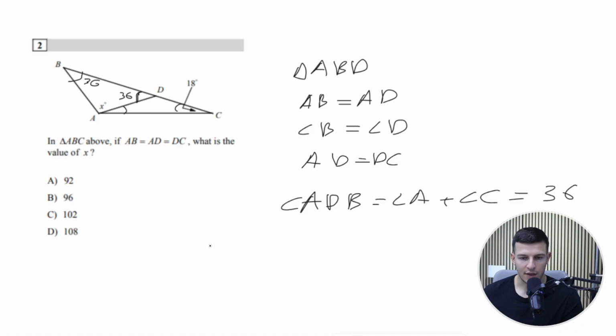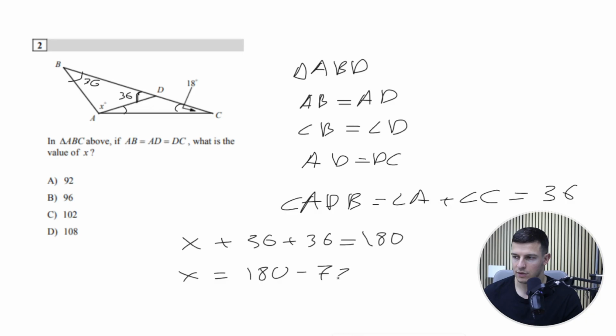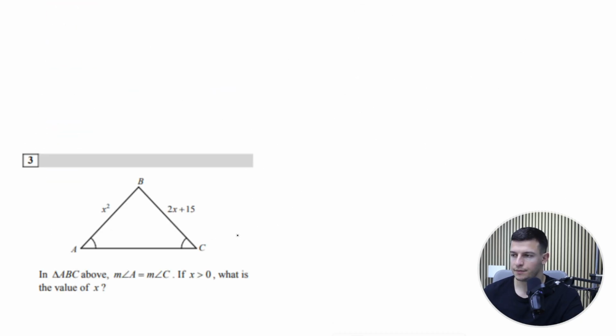Then we can find x from here. We know the internal angles should add up to 180 degrees. So x plus 36 plus 36 should be equal to 180. x is going to be 180 minus 72. And what is that going to be? 108. 108, so the answer is going to be D.